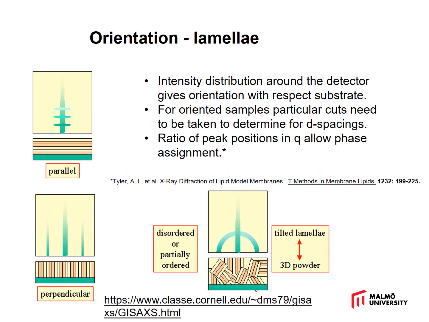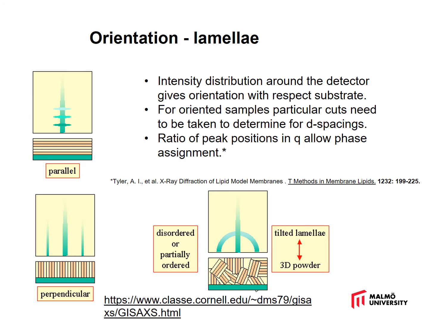So what I've got here is the yellow boxes are schematics of images off a 2D detector. And if we look at the parallel case, there's a green strip up this, and we'll have some actual experimental examples of this. In the parallel case, we have layers parallel to the substrate, the dark green. And what that will tend to produce is a series of streaks equally distant parallel to the substrate.